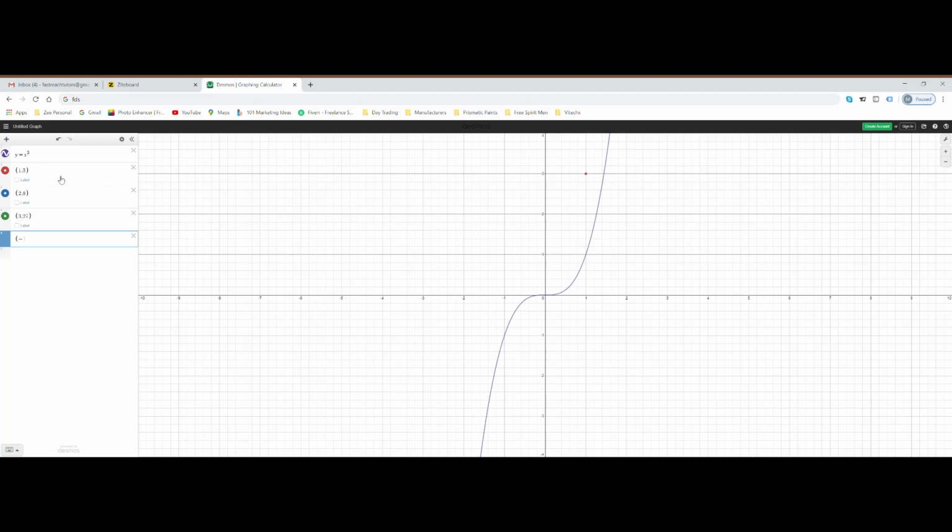We have negative 1 and, sorry, it's 1 and 1, sorry. Negative 1 and negative 1. Negative 2 and negative 8. And negative 3 and negative 27. These are just some of the points.